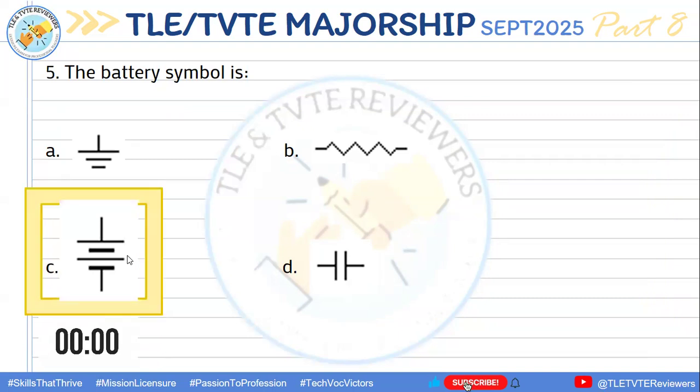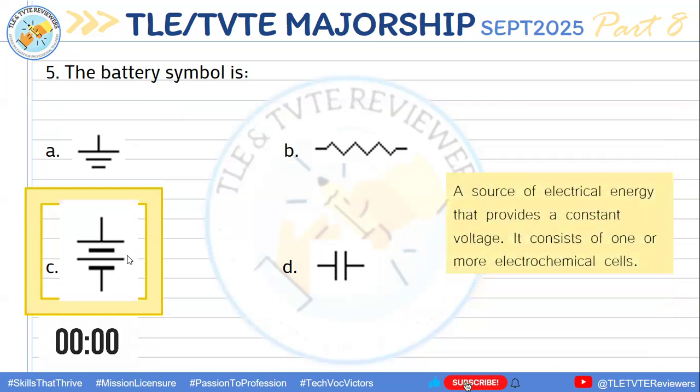So the answer is of course letter C, battery. A source of electrical energy that provides a constant voltage. It consists of one or more electrochemical cells. So that's battery. For letter A, that's the ground symbol, ground. When we say ground, it is a reference point in an electrical circuit from which voltages are measured. It provides a common return path for electric current and is often connected to the physical earth.